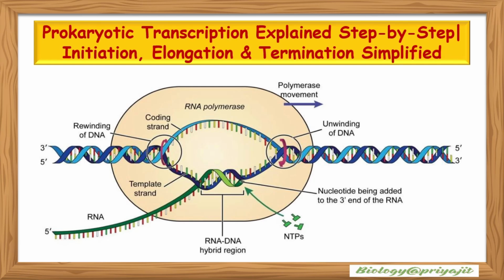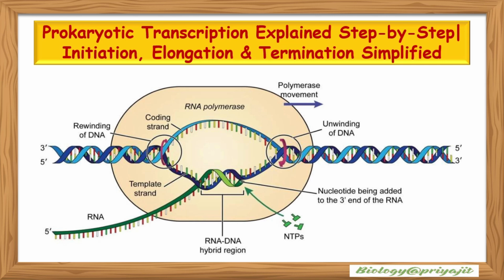In this class, we will understand prokaryotic transcription step by step, focusing on its three key stages: initiation, elongation, and termination. Transcription basically is the fundamental process by which genetic information encoded in DNA is copied into RNA, enabling protein synthesis in organisms like E. coli. By breaking this process into simple logical steps, we will see how RNA polymerase recognizes the promoter, synthesizes RNA, and finally stops transcription with precision and efficiency.